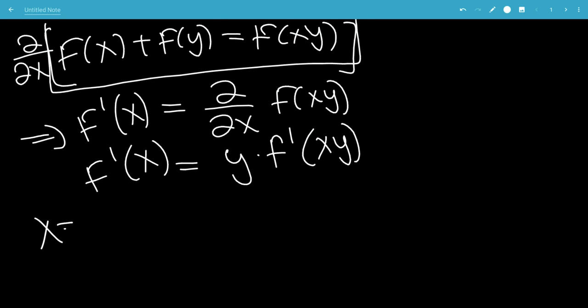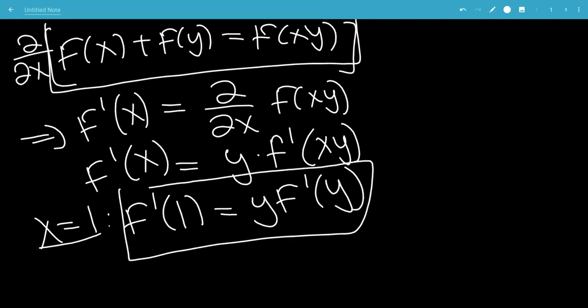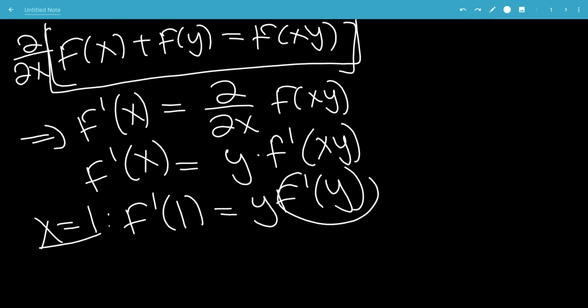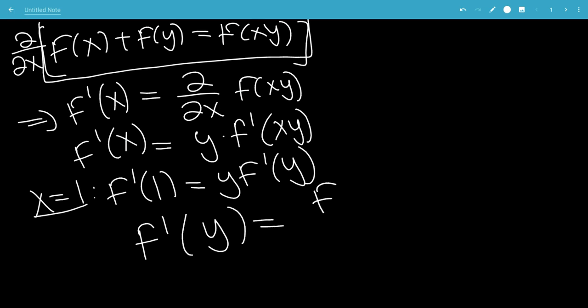So let's plug in x equals 1 and see what we get. So we get f'(1) equals y times f'(y), since 1 times y is just y. But look right here, on the right-hand side, we have f'(y). So let's divide by y. So we get f'(y) equals f'(1) over y.